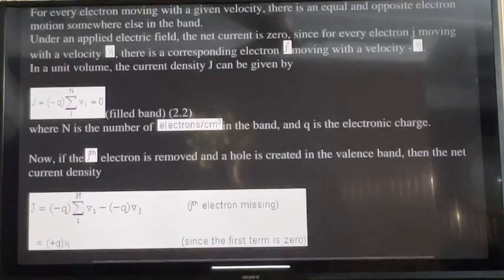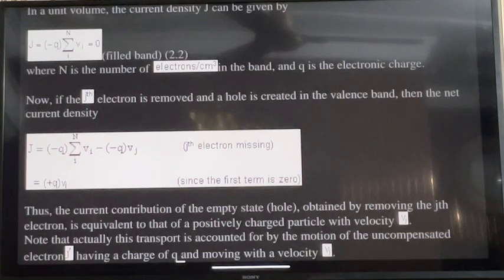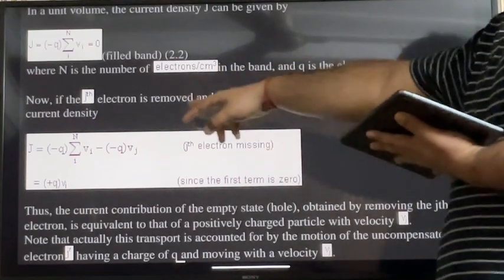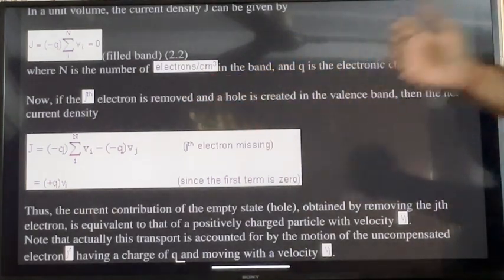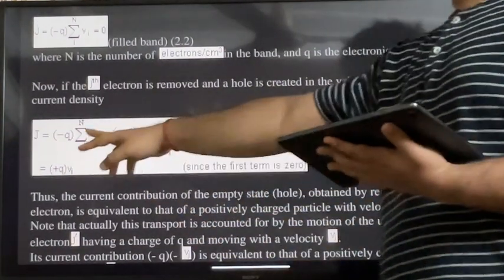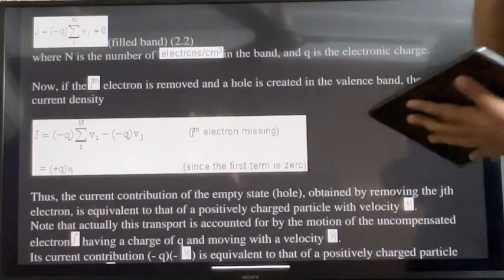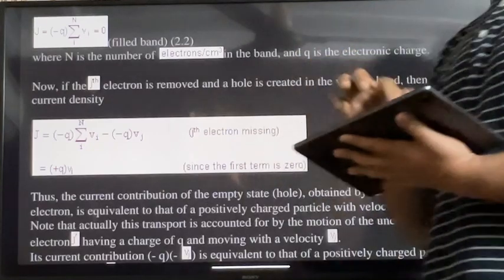Now if the jth electron is removed and a hole is created in the valence band, then the net current density, basically the charge Q, is minus Q. So what we get is a plus QVj, which is a current. So if the jth electron is removed and a hole is created in the valence band, then we get some net current density. See, this first term, which is the net current due to electrons, is 0. We have already discussed why it's 0. However, if we consider a single hole, then we do get some current density.